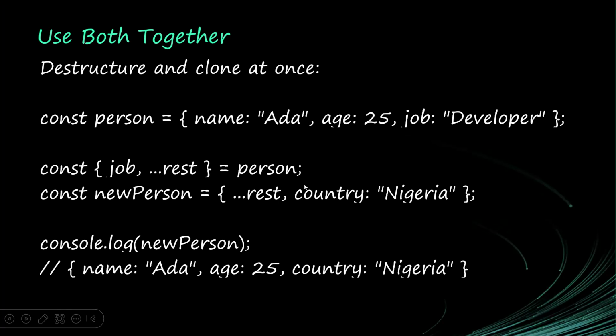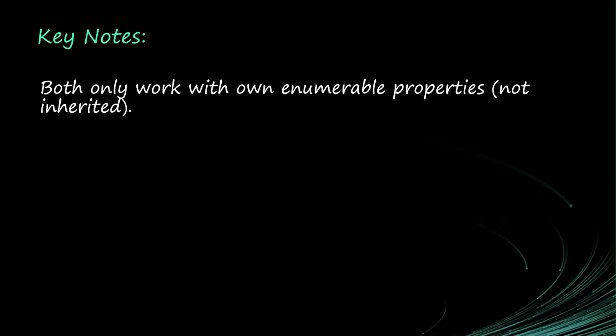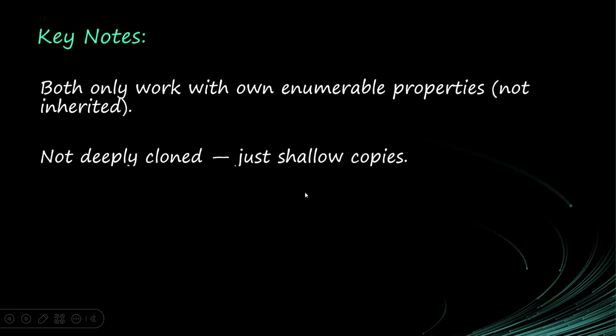Okay. All right. So key notes: both only work with own enumerable properties, not inherited. You don't need to bother about this now. Most of the objects you'll be creating now are going to be enumerable. They don't perform deep clone. It is just shallow clone that they are doing. When you use this object spread operator, it doesn't do deep copying. It does only shallow copying.